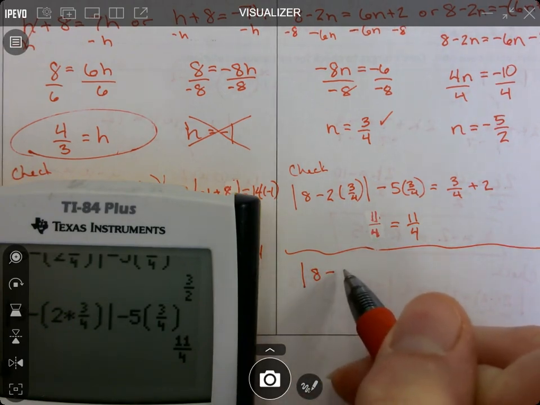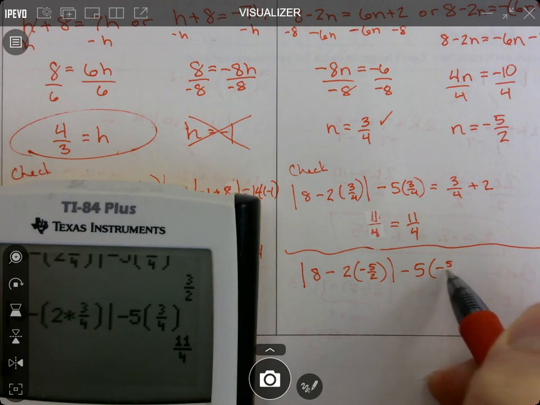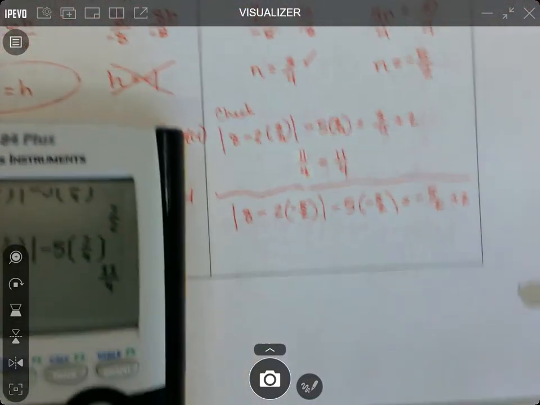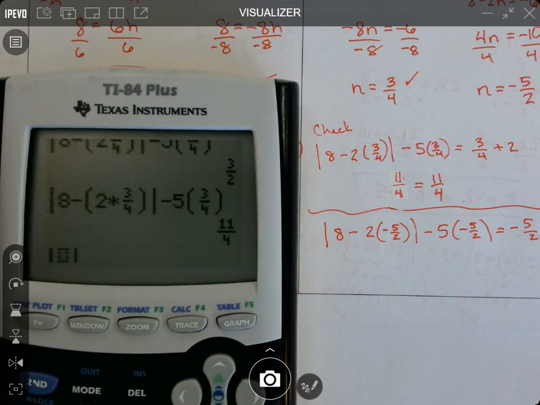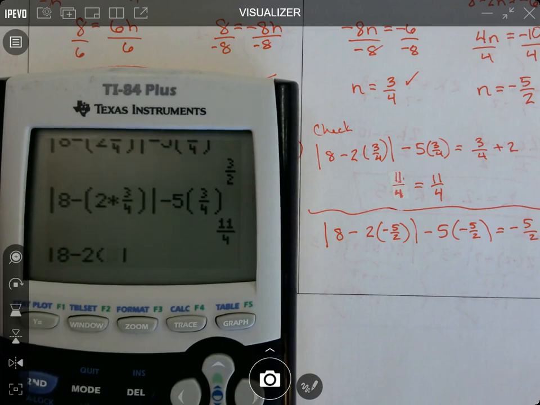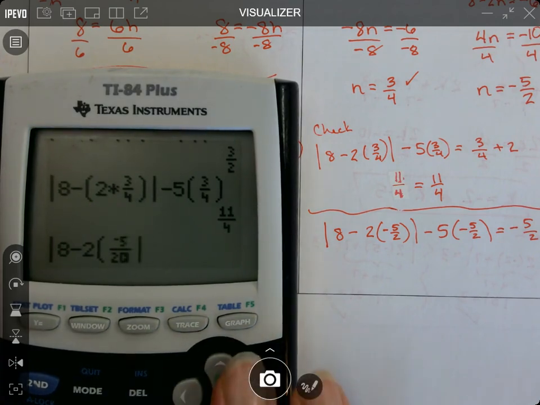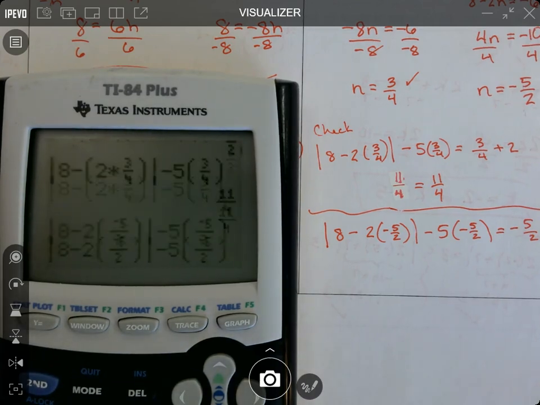All right, do you see why I use my brain instead of my calculator? There we go again. 8 minus, and what am I doing? 2 times negative 5 halves. Minus 5 times negative 5 halves, and that should equal negative 5 halves plus 2. Boy, this is a lot. All right, here I go again, trying to put it in my calculator. So absolute value, and then 8 minus 2, parentheses, I got it this time, don't you worry. Again, my calculator is different than yours. I didn't grab the one that you have. I wonder if it likes the negative. I don't know if it's going to let me do the negative. All right, and then minus 5, and then, watch it tell me error. We'll see. Negative 5 over 2. Okay, it lets me do it.